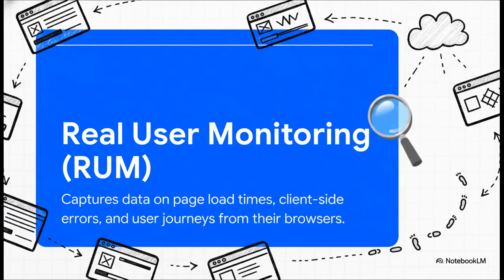And finally, the third pillar is Real User Monitoring, or RUM. Now, while canaries simulate users, RUM tells you what your actual users are experiencing. It captures performance data right from their web browsers, showing you things like page load times, any client-side errors, and the actual paths they're taking through your app. This is your ground truth.